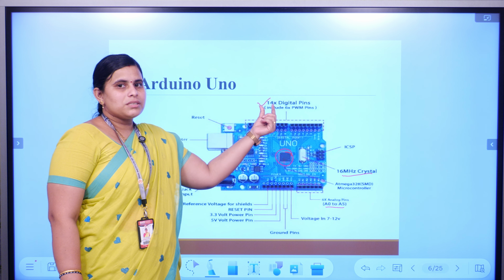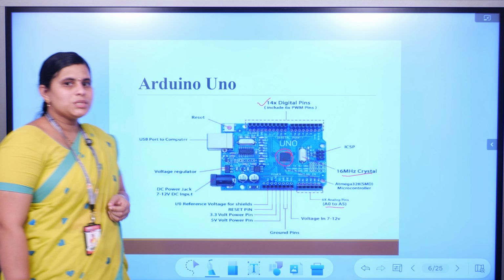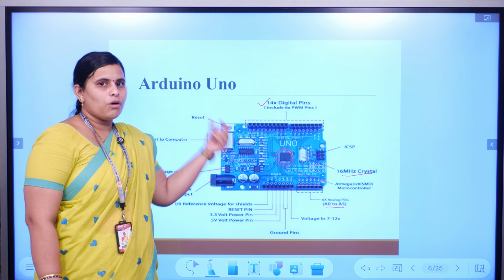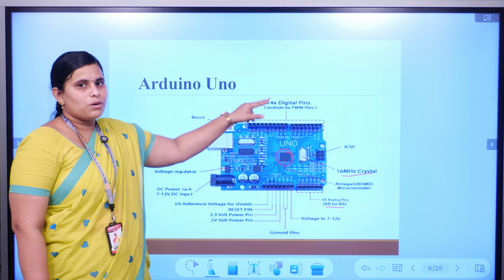Only on or off conditions, that is 0 or 5 volts, we are having in the digital pins. That means LED on or off, or buzzer on or off, or in some cases motor on or off. We are having that kind of operation by using the digital pins' on or off conditions.